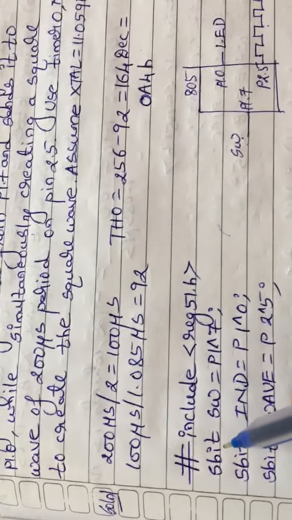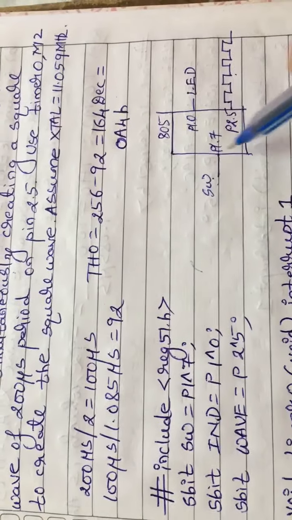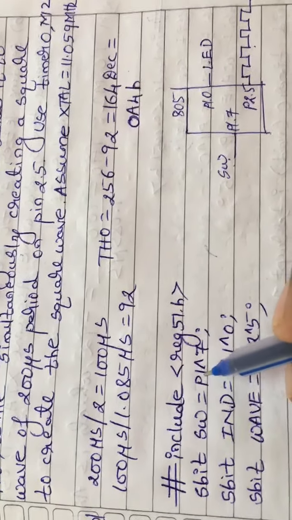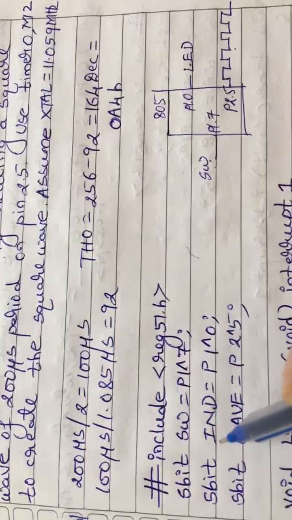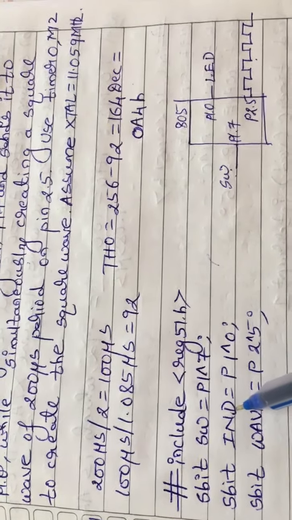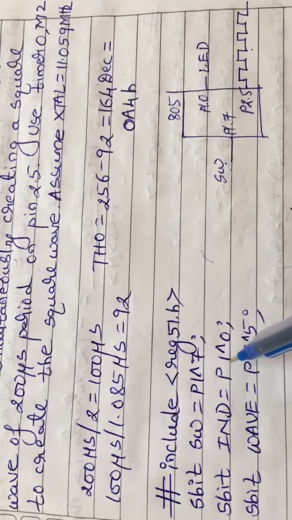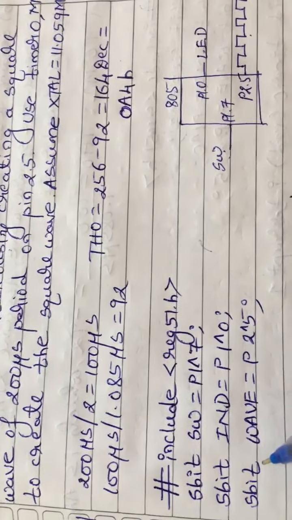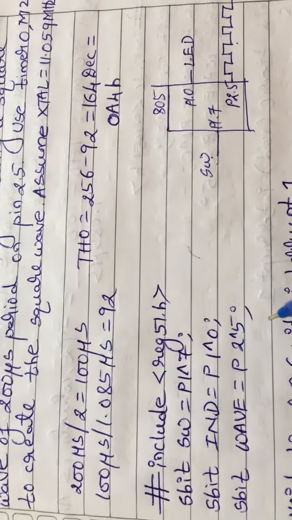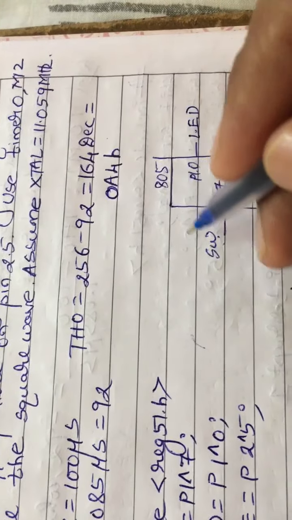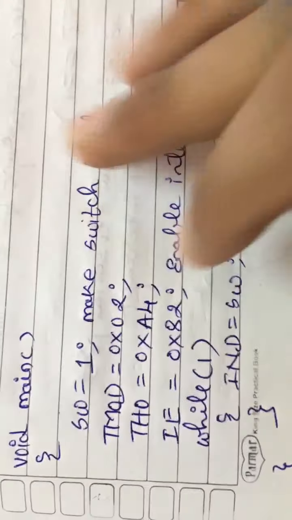Since all these three are single bits, I am using sbit. SW is equal to P1^7; sbit IND, that is for the LED I am calling IND, is equal to P1^0; sbit wave is P2^5. These are the initialization statements. Next, before writing the main program, or you can start with the main program directly.